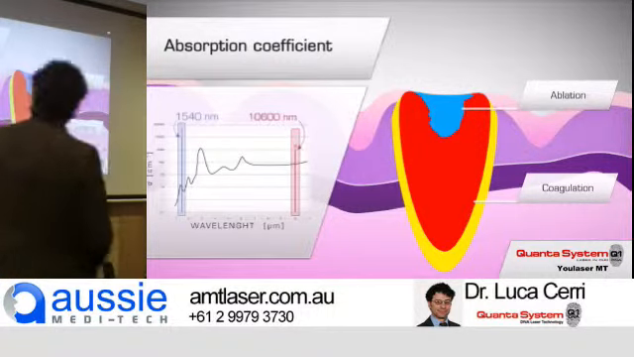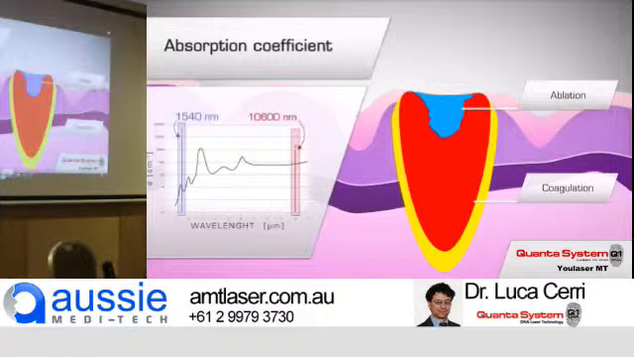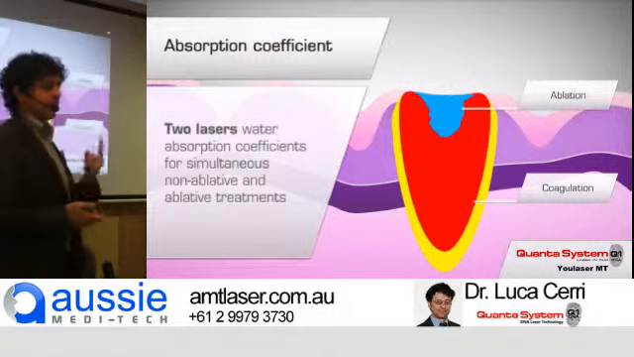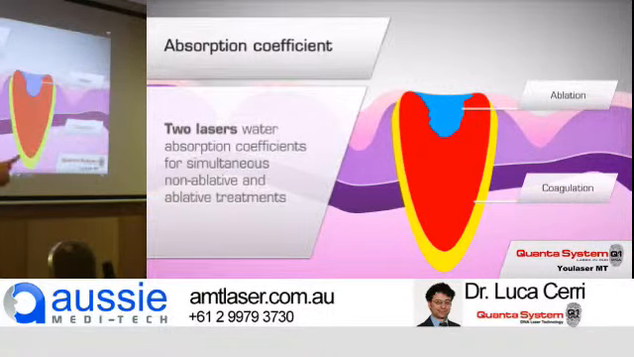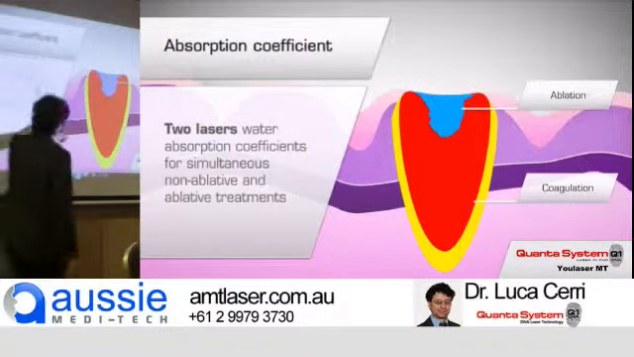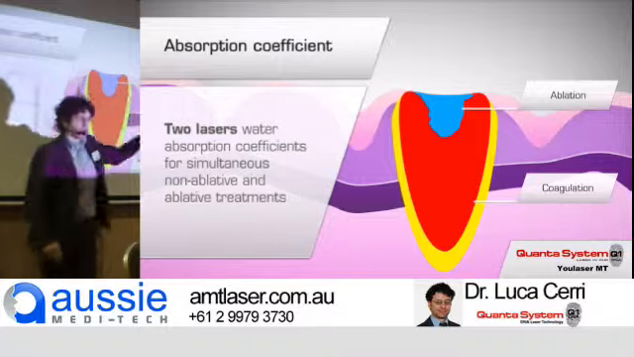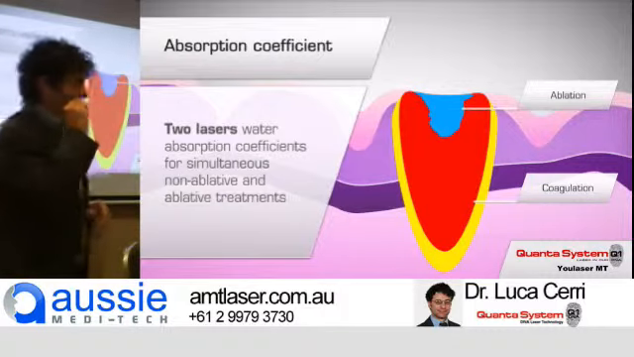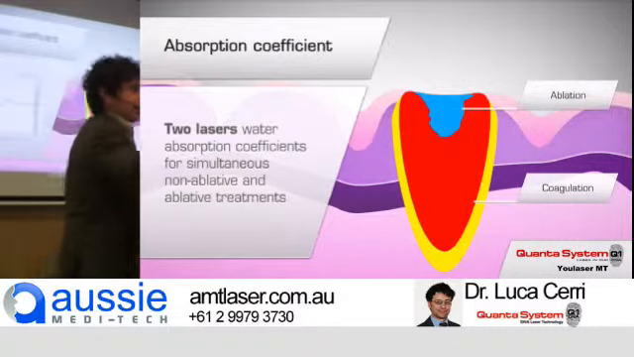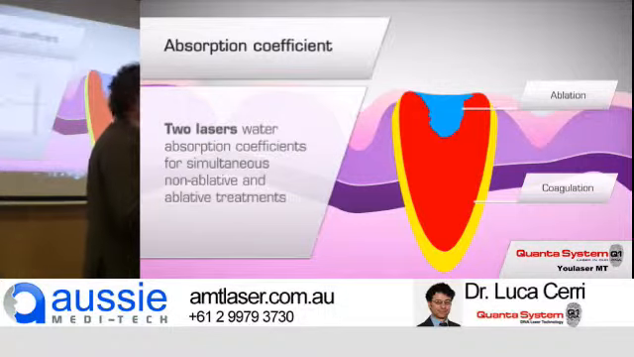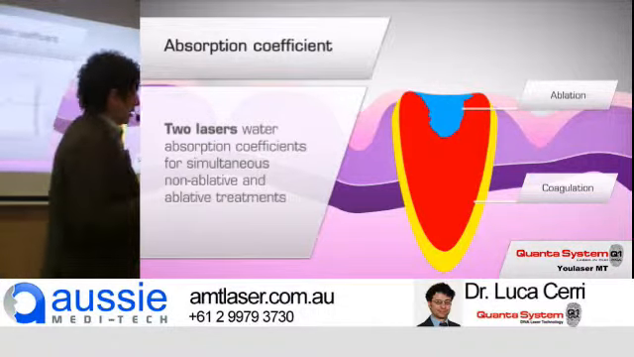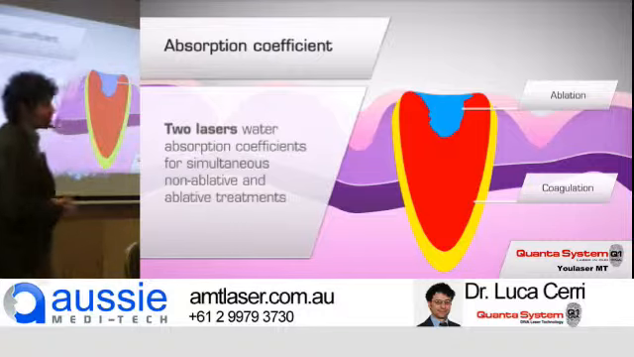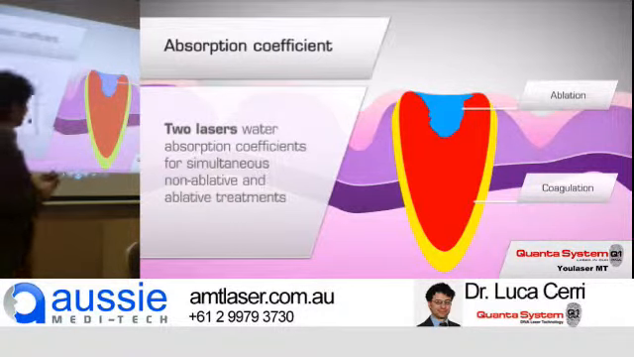This is thanks to the different coefficients of absorption of the two effects. Because 1540 has a water absorption coefficient that gives an optical penetration at this wavelength of about 1 millimeter without vaporization. The CO2 is different. It's penetrating 1 millimeter, but with vaporization, creating a column of vaporized tissue. The optical penetration of the CO2 is minimal, a few microns, so it is vaporizing the tissue, creating really a hole.